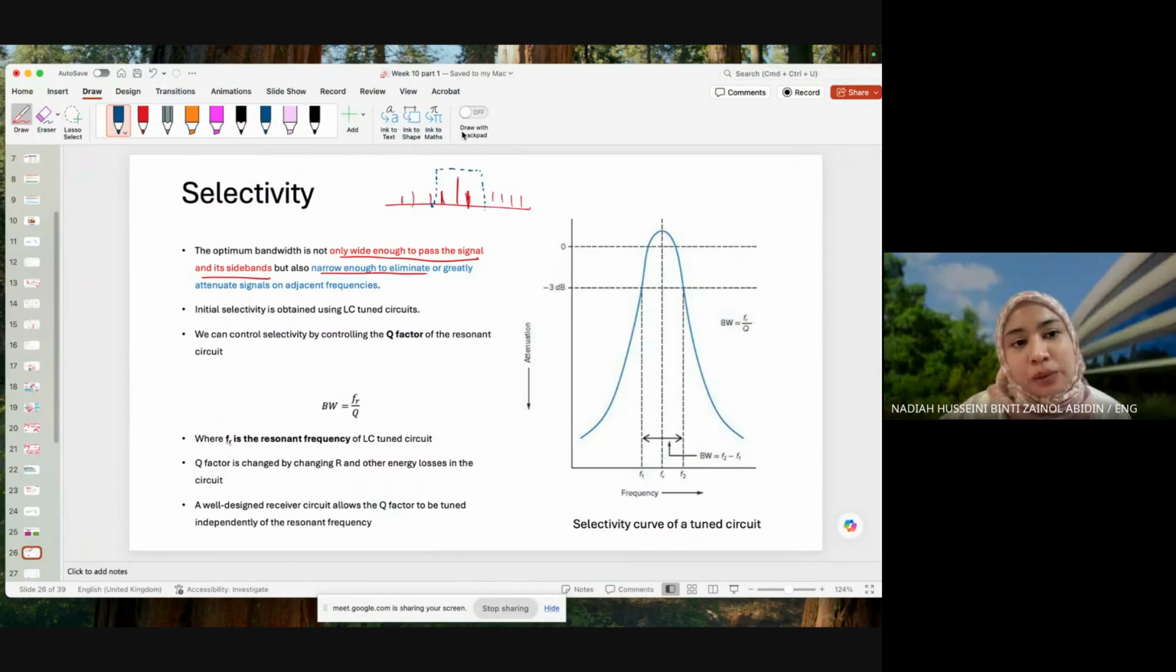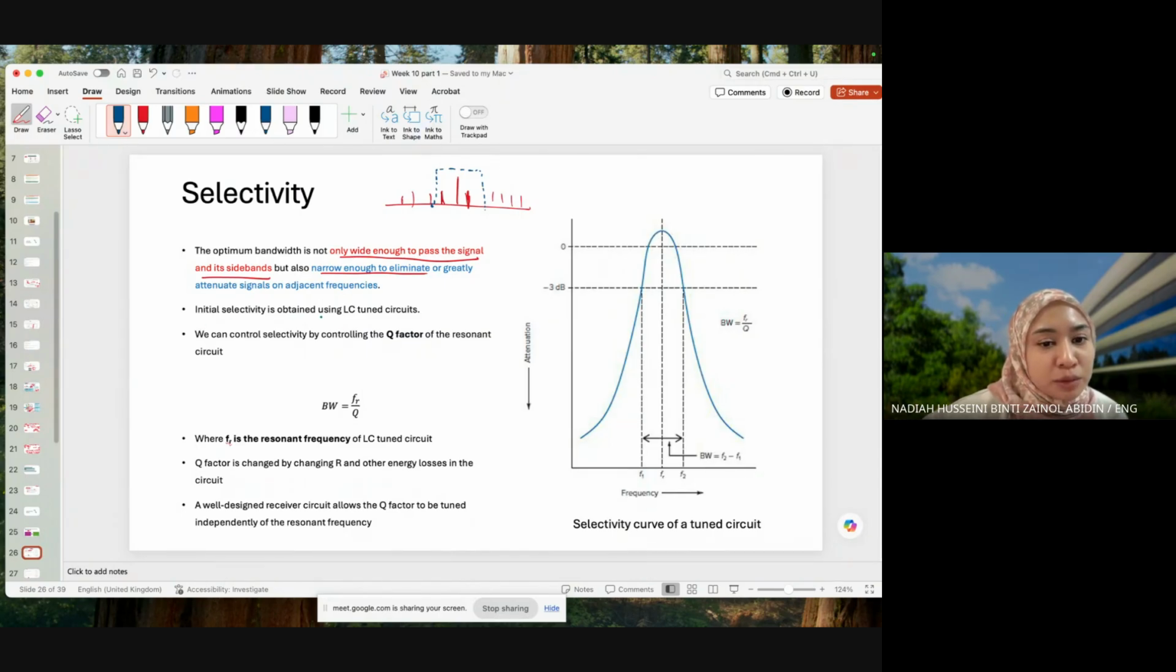But of course, our filter is not going to be perfect like that. It's going to look like a blob like this, a slightly pinched blob. So how do we control our blob? Our blob is dictated by bandwidth equals resonant frequency over Q.